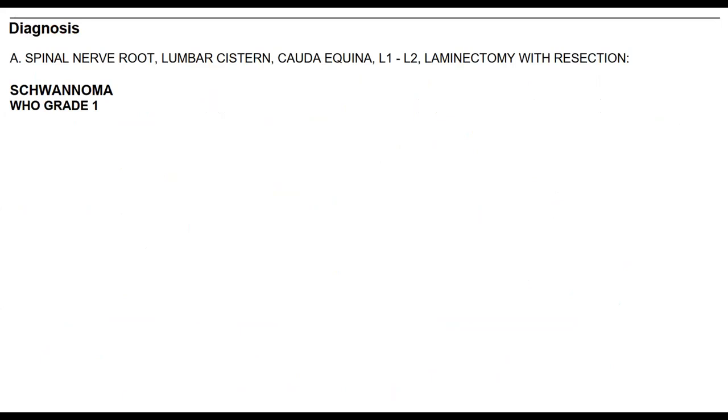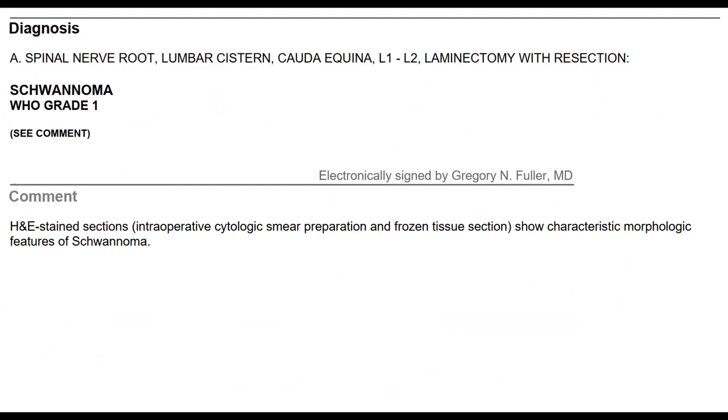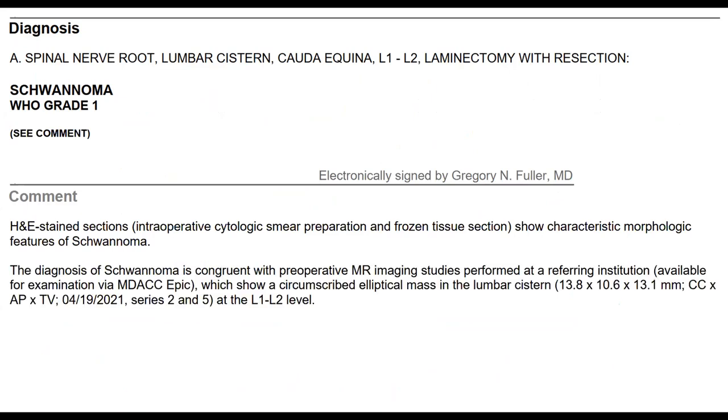All right, so diagnosis, here we go: lumbar cistern, schwannoma, WHO grade 1. Here's my comment: H&E stained sections, intraoperative smear and frozen show characteristic morphologic features of schwannoma. Diagnosis congruent with pre-op imaging studies, referring institution available on MDACC EPIC, which shows circumscribed elliptical mass, lumbar cistern. There are the measurements. I did not copy those measurements from a radiology report. I measured the tumor myself. It's very easy to do. Anyone can do this with modern software.